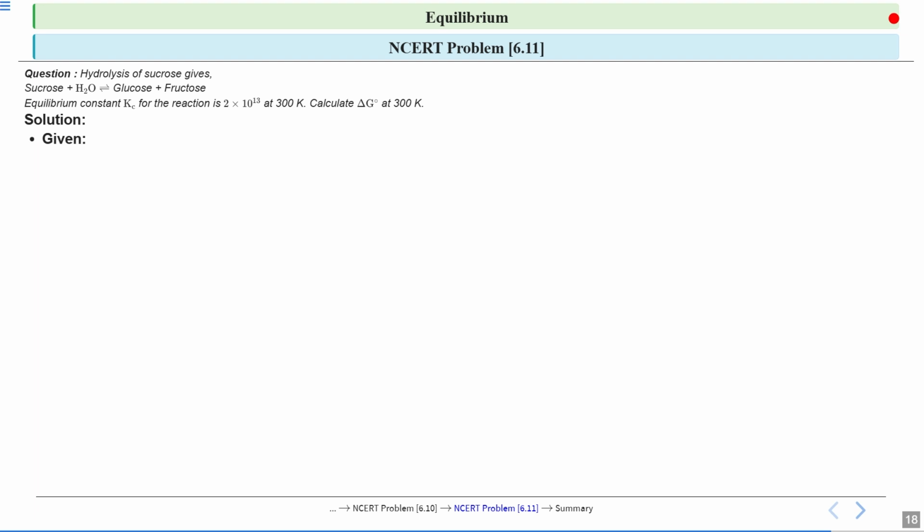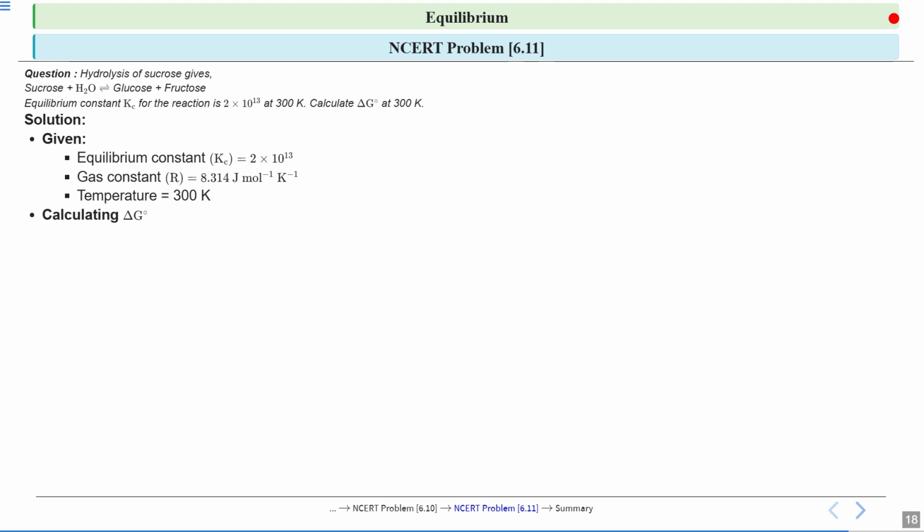Now, what else is given in the question? We are given the value of the equilibrium constant, Kc, which is 2 into 10 to the power 13. Then our gas constant we already know, it is 8.314 joule per mole per Kelvin. Then temperature will be taken as 300 Kelvin, mentioned in the question. You have to calculate the delta G naught. Now the equation that we know is delta G naught is equal to minus RT ln K, which is equation number 6.22. Further, we will take K as Kc because here we have to calculate the equilibrium constant in terms of concentration.